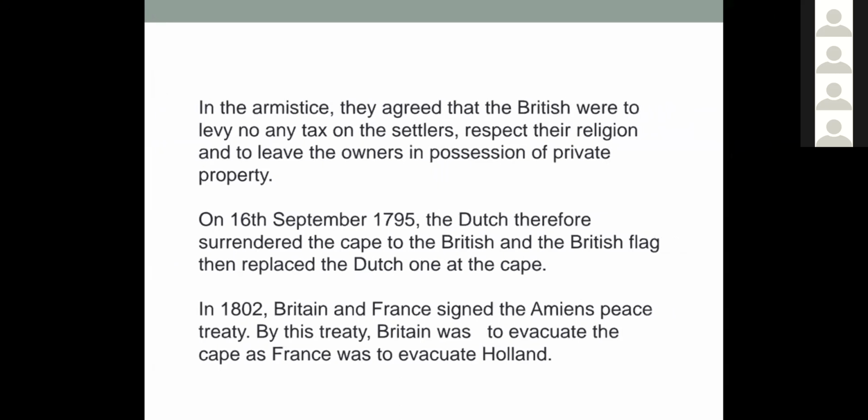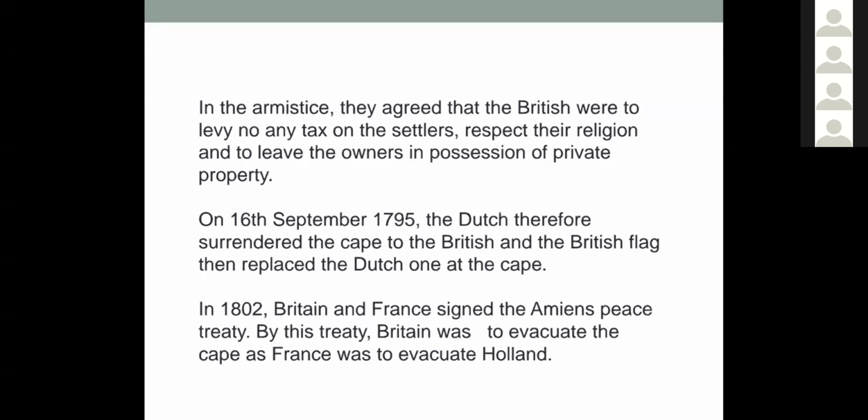In the armistice, or this agreement which they negotiated, the British and the settlers agreed that the British were to levy no tax on the settlers. That is one part of the agreement or armistice. Respect their religion and leave the owners in possession of private property. So this is what they agreed: no more taxation, respect of their religion, and then leave the owners in possession of their private property.